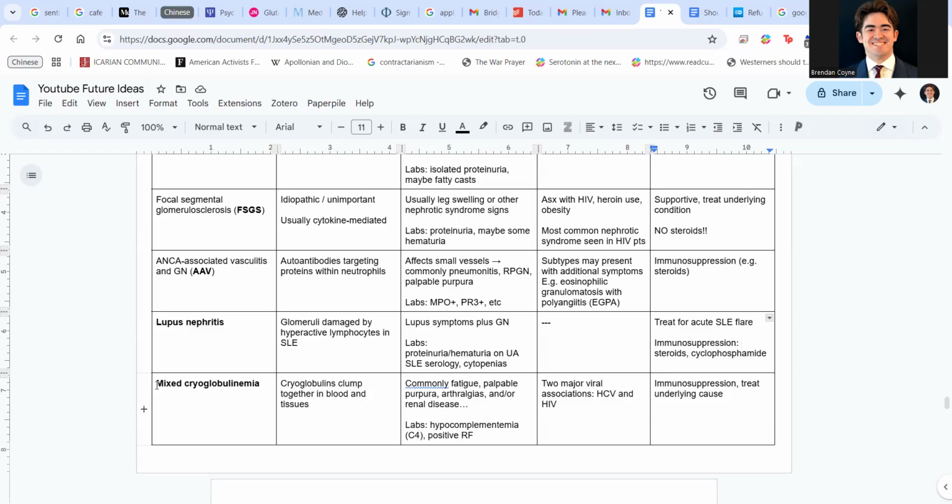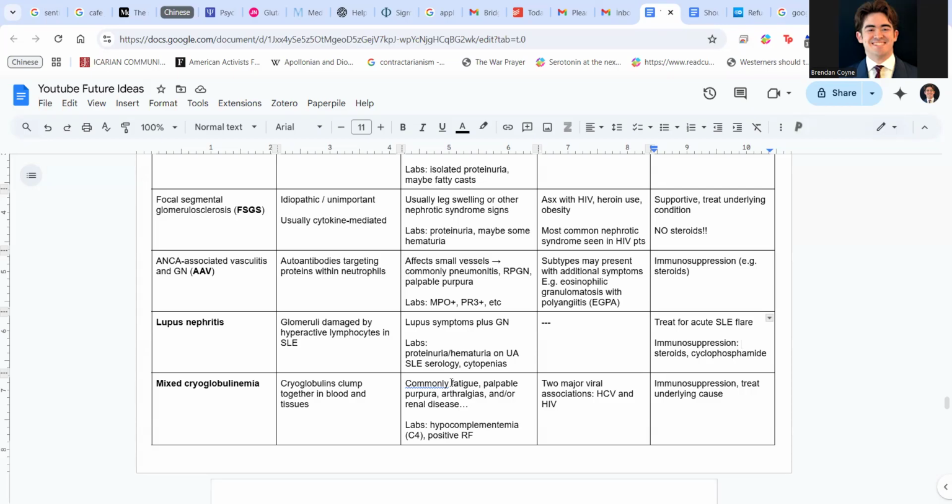And our last one is mixed cryoglobulinemia. This is a process that's driven by cryoglobulins that clump together in the blood and tissues. And cryoglobulins are abnormal proteins, usually IgM or IgG, that precipitate out of the blood at low temperatures. So when they do that and they clump together in the blood and tissues, that can cause damage in the kidneys and so forth. So it commonly presents with a very wide array of various symptoms.